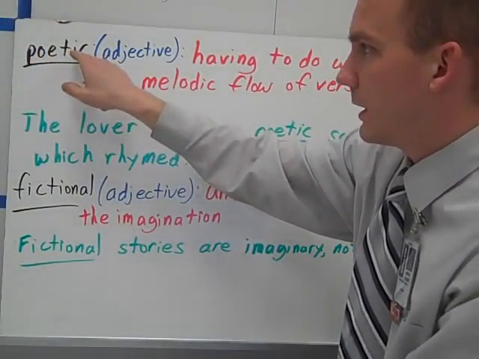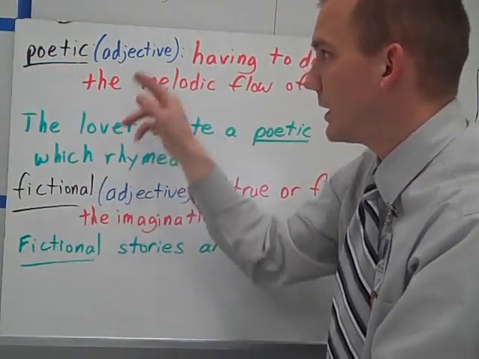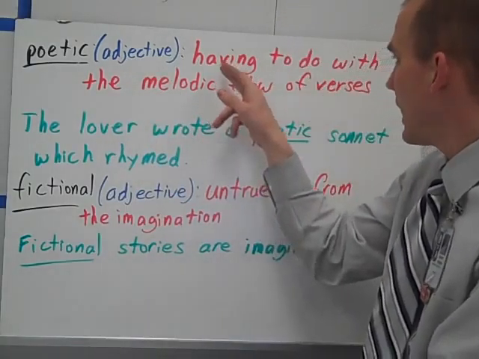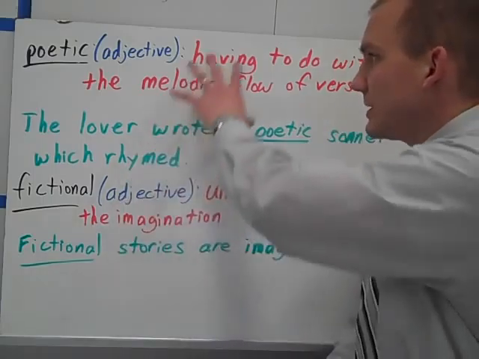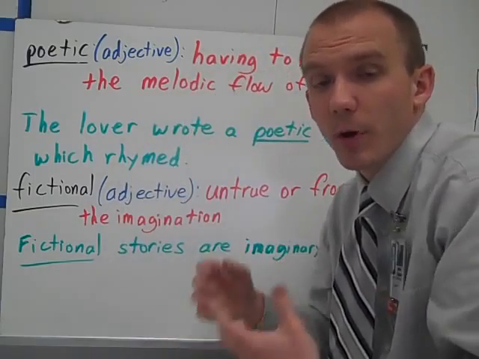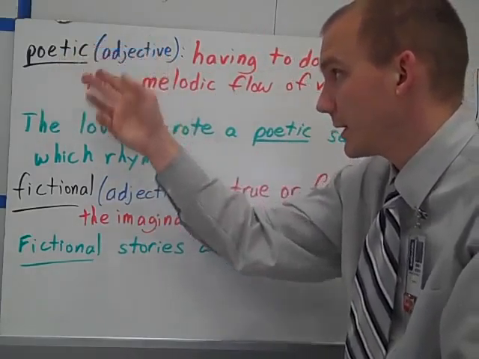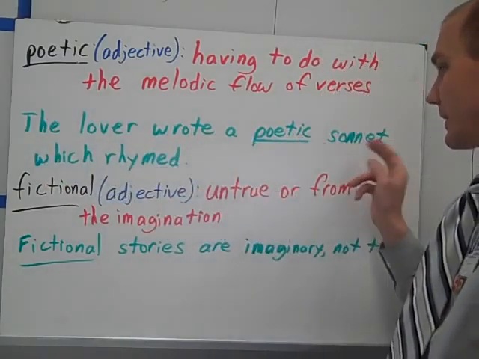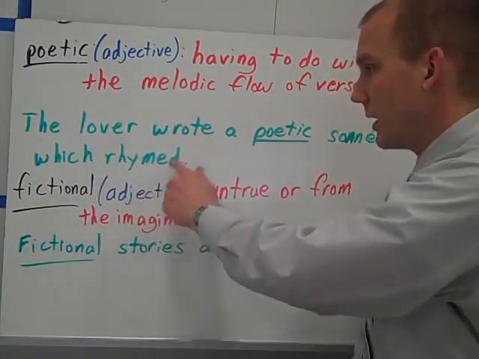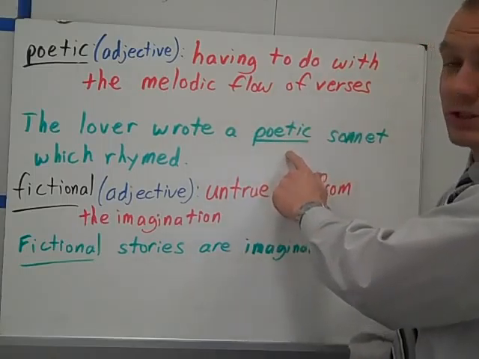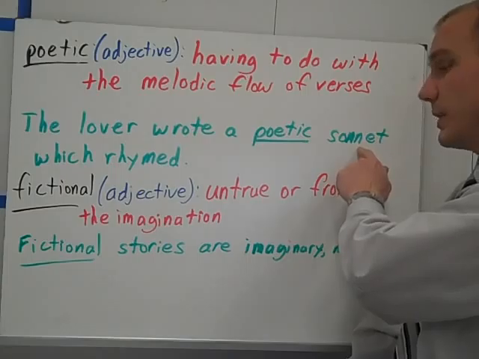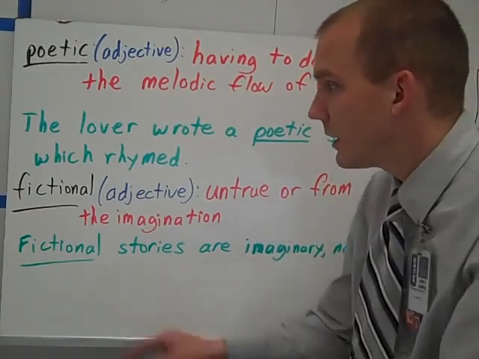So, poetic. IC, root word is poet, becomes an adjective having to do with the melodic flow of verses. Basically means having to do with poetry, or a poem, or a poet, poetic. The lover wrote a poetic sonnet which rhymed. Rhyming, a sonnet's a type of poem. Poetic describes the sonnet, so it's an adjective. You have the adjective describing your noun, which is a sonnet.